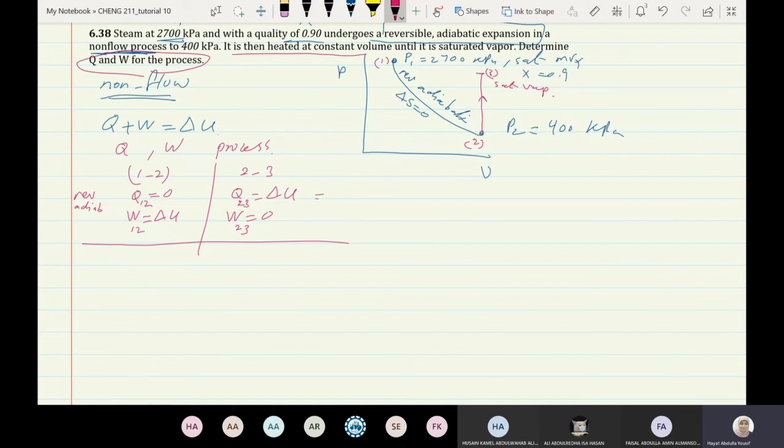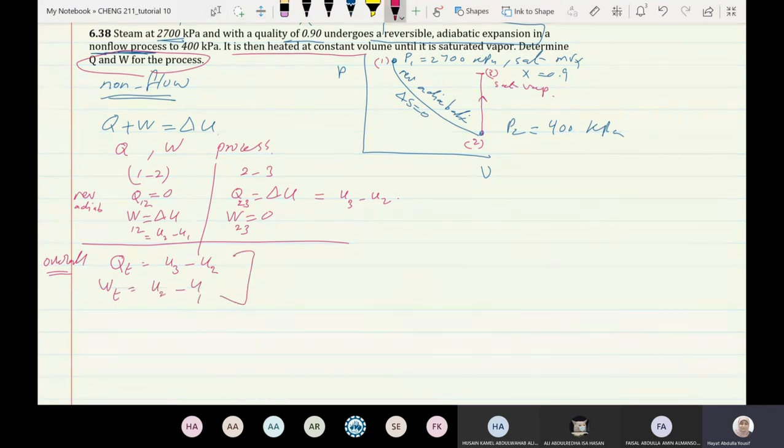So what I have here, delta U for the first path is simply U2 minus U1, but W for the second path is U3 minus U2. And if I want to find for the overall, to find the Q total, you can see one of them is 0, the other one is delta U. So Q total is simply U3 minus U2, while W total is the summation of those two for both paths, and it is equal to U2 minus U1.